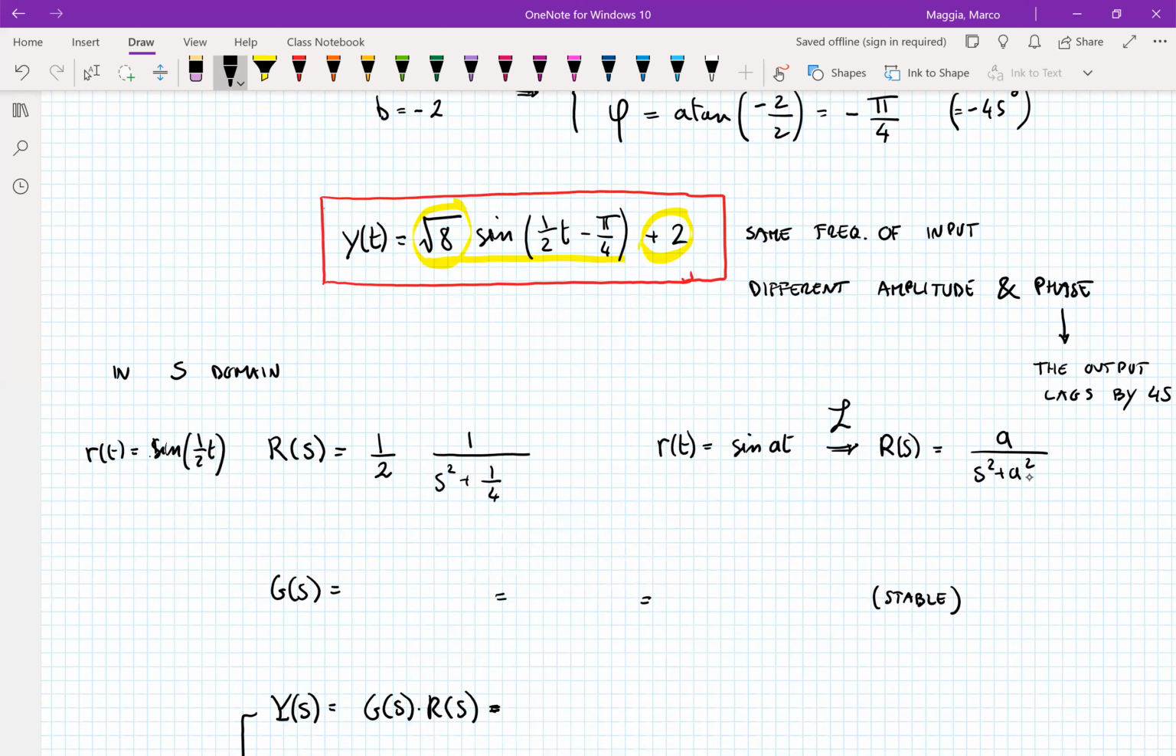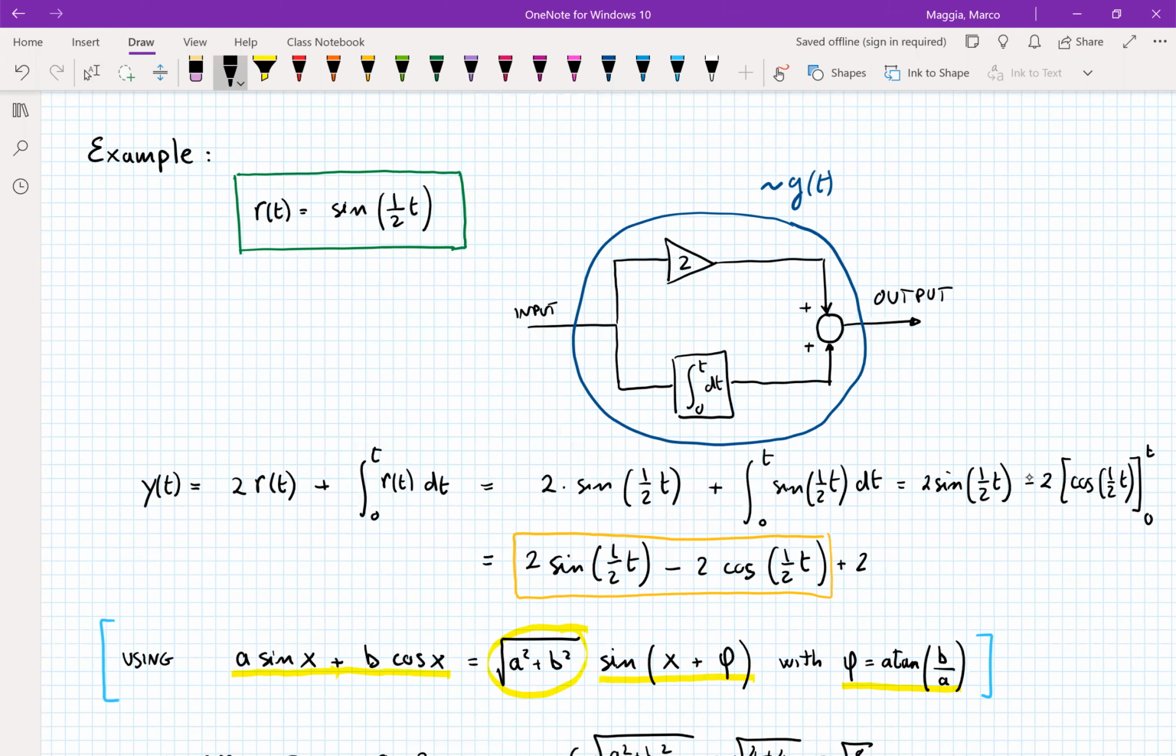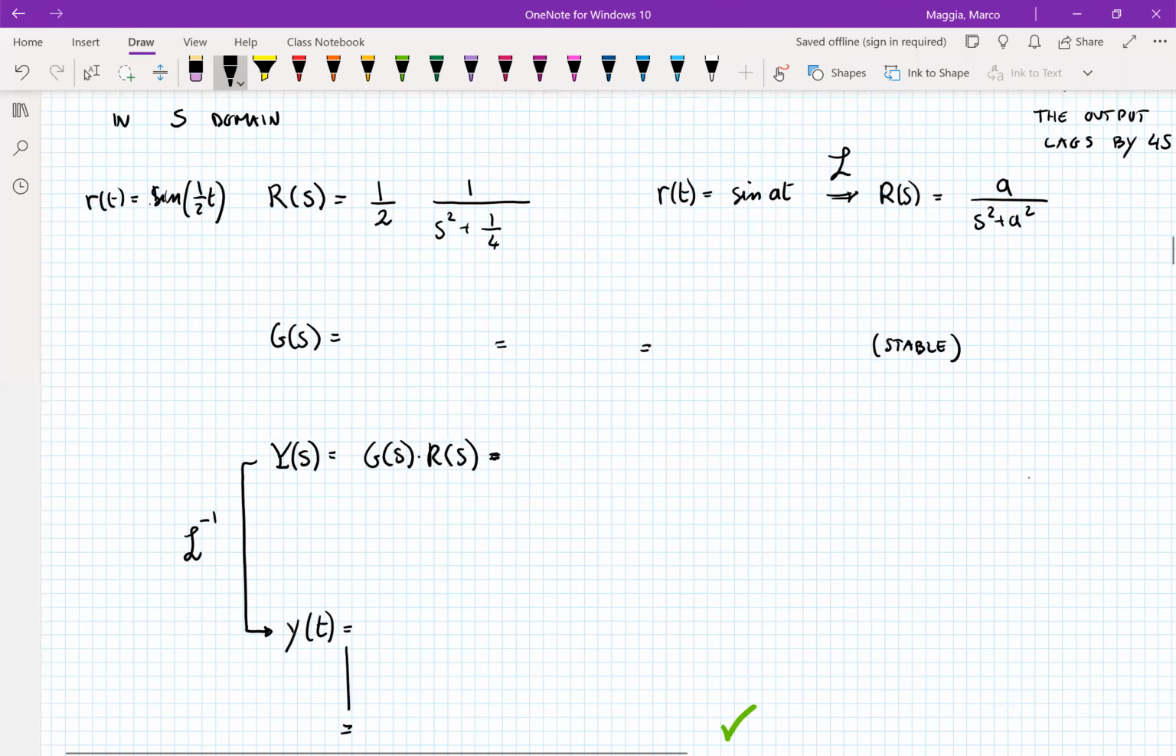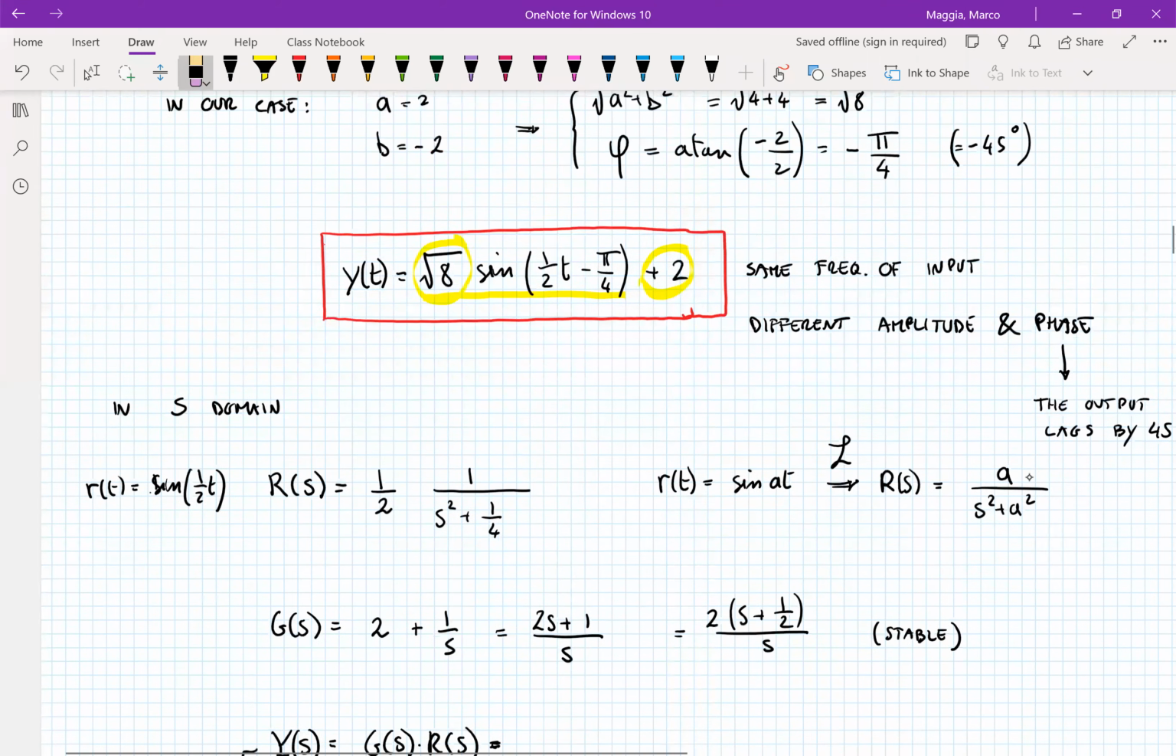What about g of s? Well, g of s is simply 2 plus the integral, and everything multiplies the input. So 2 is just a factor, and the integral in the s domain is 1 over s. If we want to obtain the usual single fraction, we can rewrite this as 2s plus 1 over s, or 2 times s plus 1/2 over s. So g of s is stable. It actually has a pole in the origin, but this falls into category A.